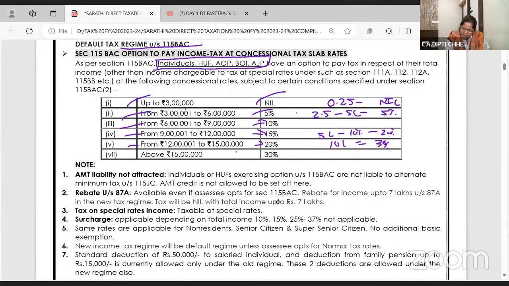So here we are coming into 30% above 15 lakh. Ma'am, how to remember this? Every 3 lakh increase in income, 5% tax is increasing. Up to 3 lakh nil, 3 to 6 lakh 5%, 6 lakh to 9 lakh 10%, 9 lakh to 12 lakh 15%, and 12 lakh to 15 lakh 20%, above 15 lakh 30%. Here also I told you.